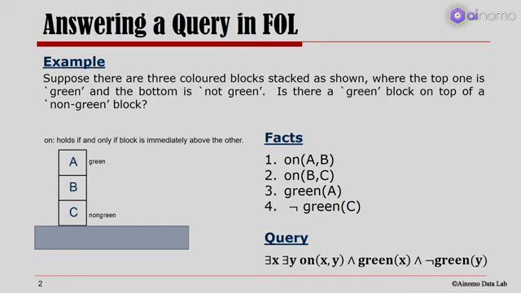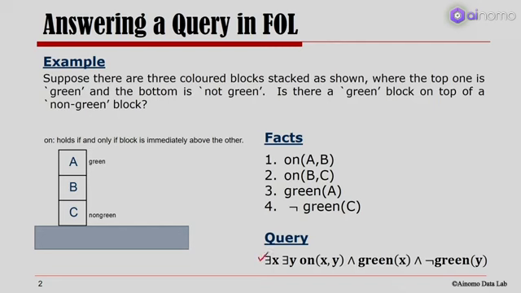If you look at the query, we can write it as there exists x, there exists y, on(x, y) and green(x) and not green(y), where the predicate on holds if and only if a block x is immediately above another block y. The predicate green(x) means that the block is green, and the negation of green(x) means that the block is non-green.